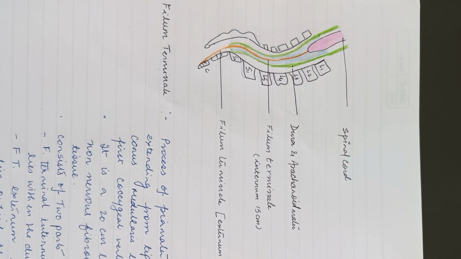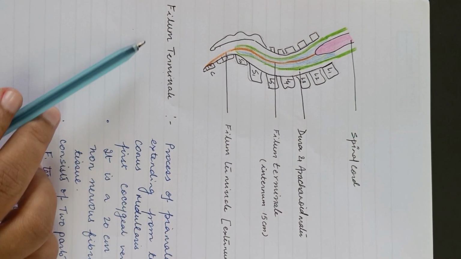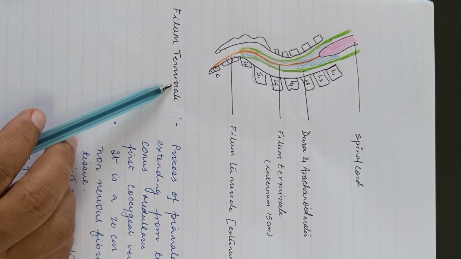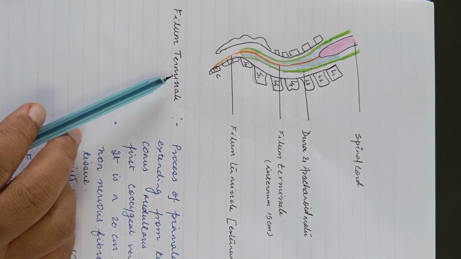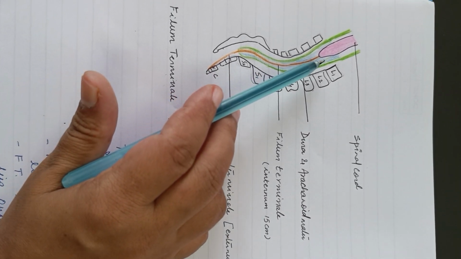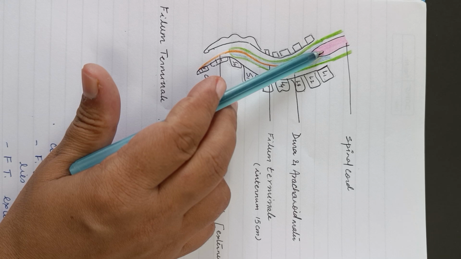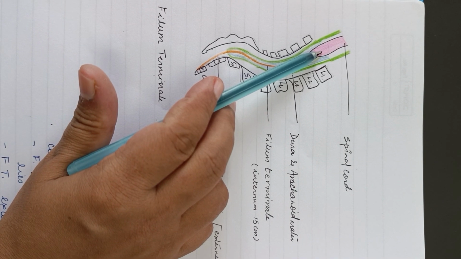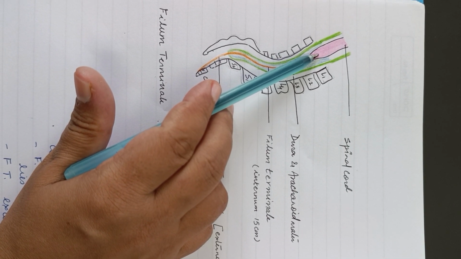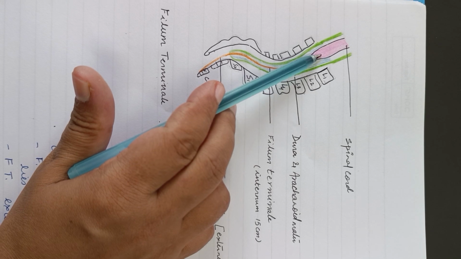Okay, hello friends. Today we will learn about the filum terminale. What is filum terminale and where is it present? So in this image you can see this pink color structure is basically the terminal end of the spinal cord, which is known as conus medullaris.